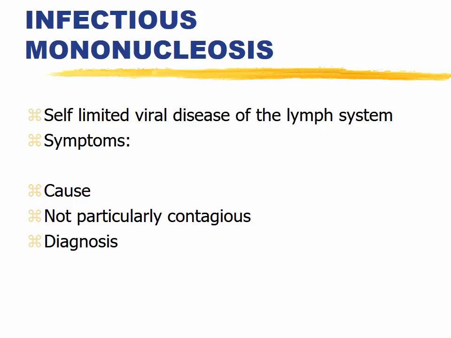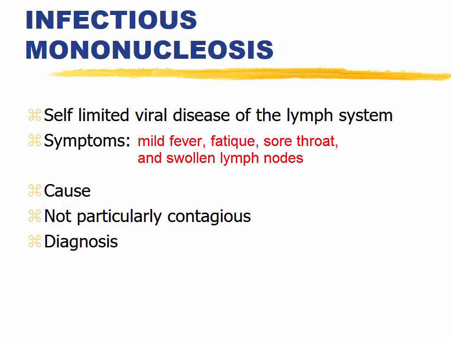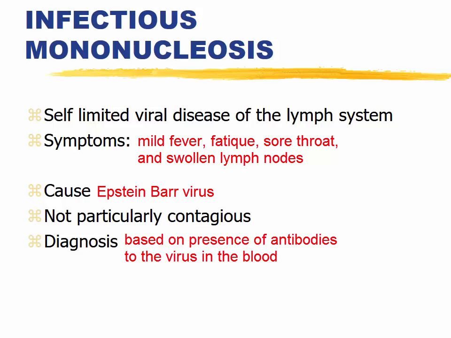Infectious mononucleosis is a self-limited viral disease of the lymphoreticular system characterized by vague symptoms of mild fever, fatigue, sore throat, and swollen lymph nodes caused by an intense increase of lymphoid cells. The cause may be the Epstein-Barr virus. Mono primarily infects young adults, and although termed the kissing disease, is not particularly contagious. Blood tests show an elevated white blood cell count with an abnormally high percentage of atypical lymphocytes, which resemble monocytes. The diagnosis is based upon presence of the antibodies to the virus in the blood.